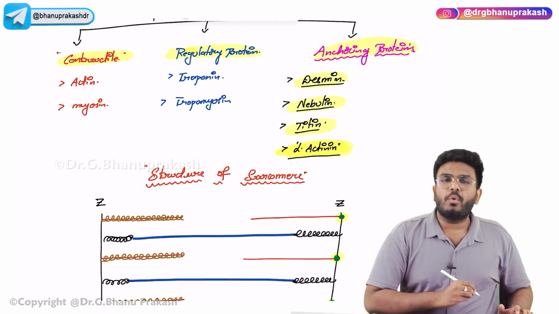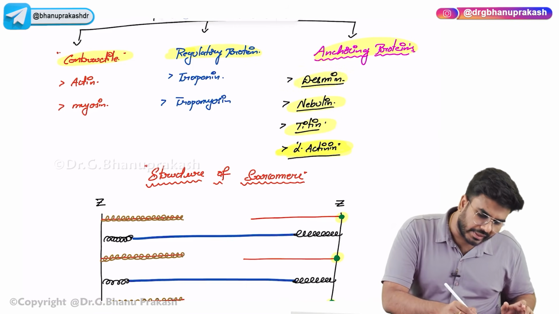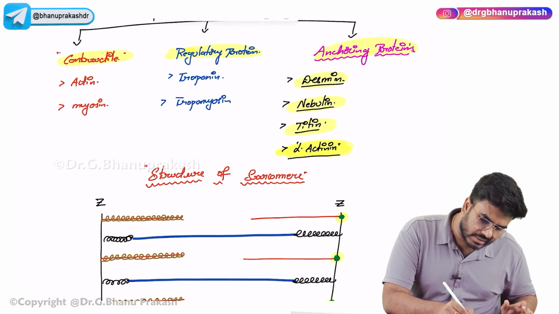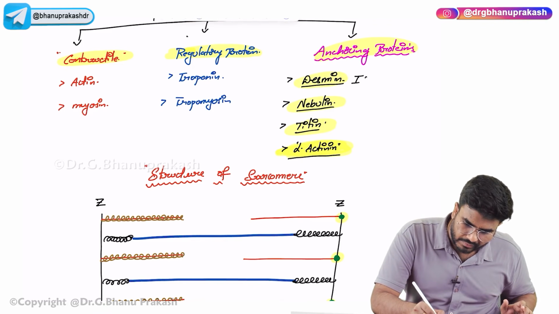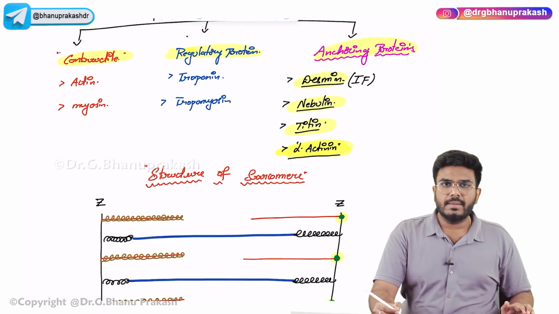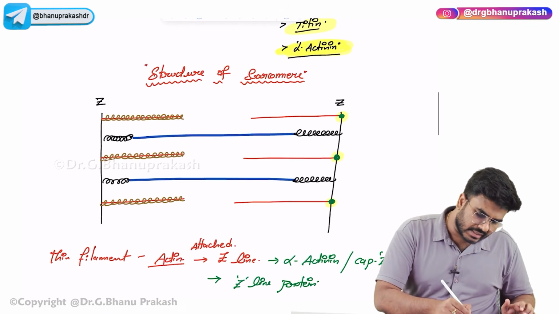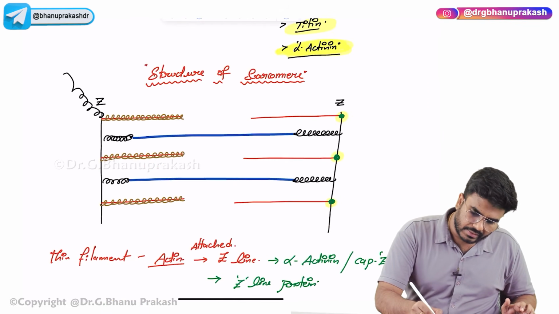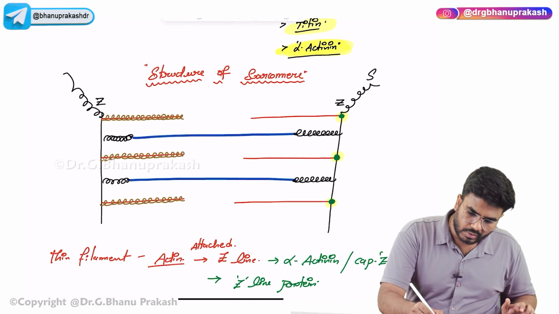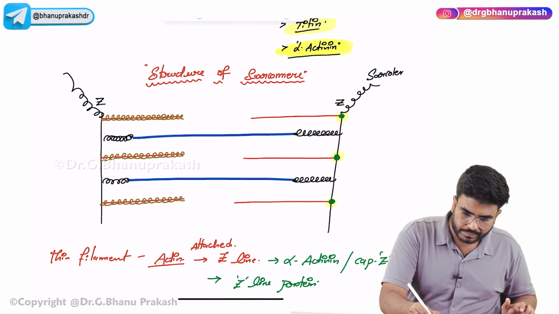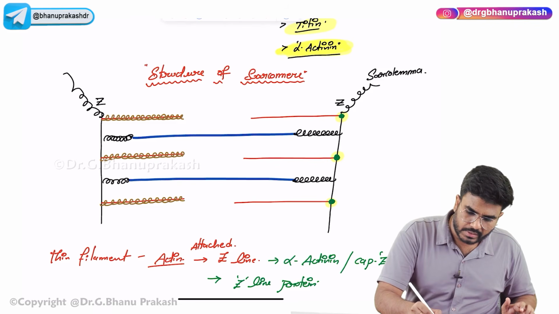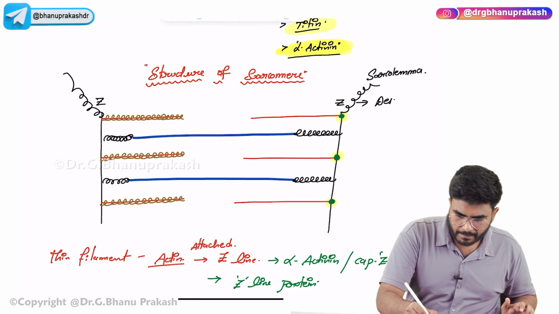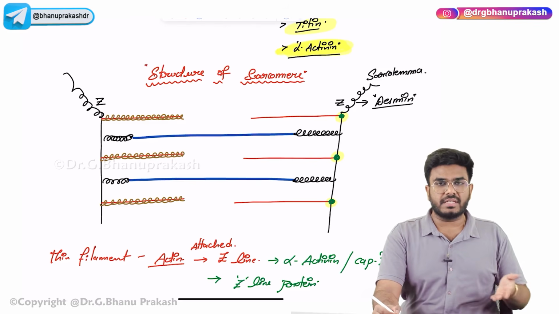And an important point I want you to know is that desmin is an intermediate filament. It's present in the muscles. What it does is attach the Z line with the sarcolemma. So this protein is called desmin. It's an intermediate filament. Where is it present? It's present in the skeletal muscles.